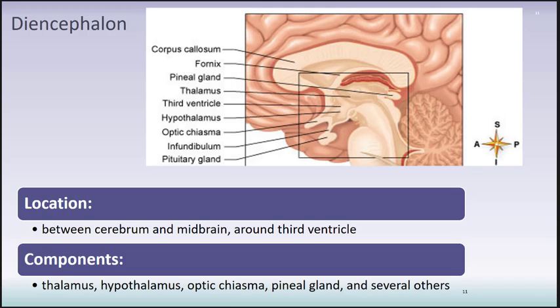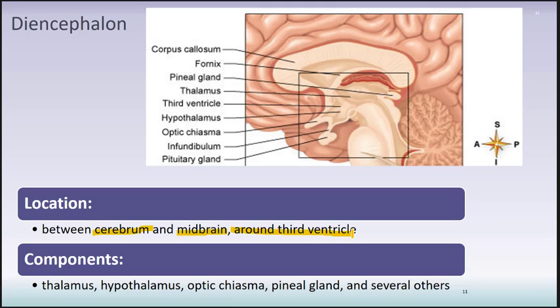Now let's talk about the diencephalon. This term means between the brain. And so it's a part of the brain that's located between the cerebrum, which is the bulk of the brain, and the midbrain, which, remember, is the most superior part of the brainstem. And it's found around the third ventricle.